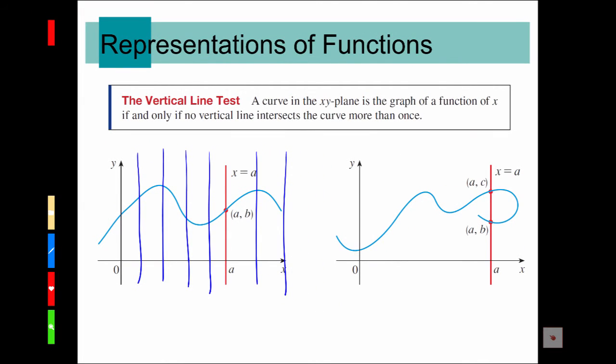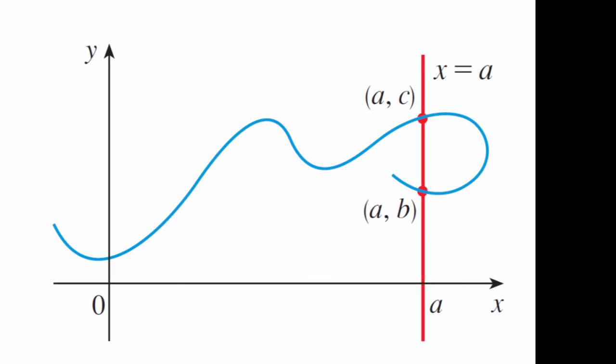That contrasts with the graph on the right. Here we can see that for some input values x, if we were to draw a vertical line, there is exactly one output value, but for others, for example the value a here, there are two output values. And so this is not the graph of a function because it is not true that for every given input there's a single output.